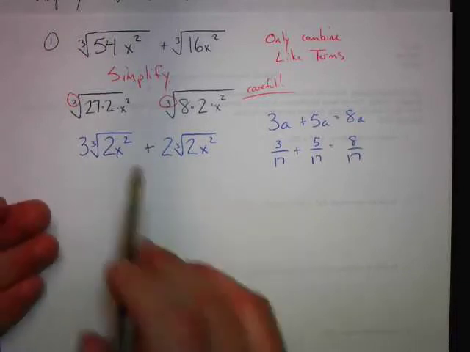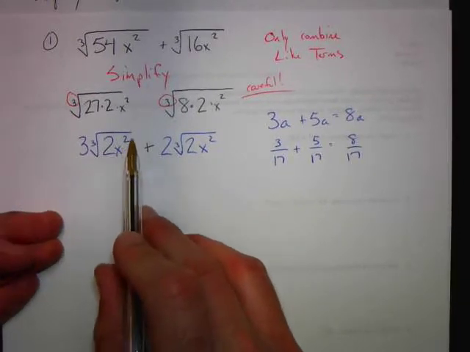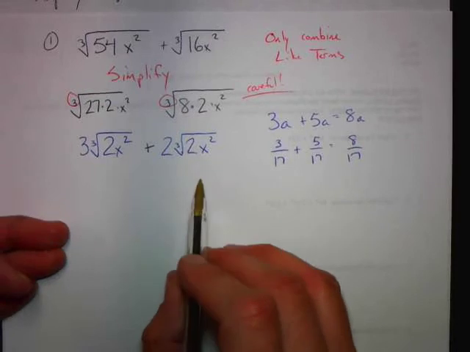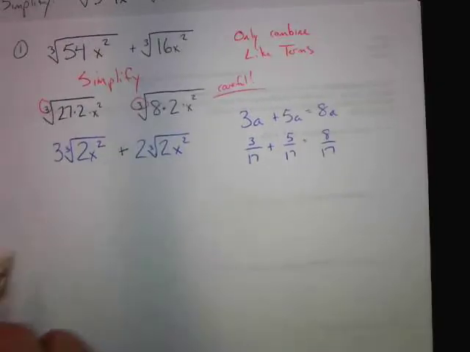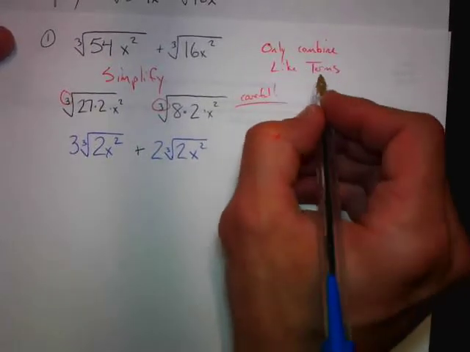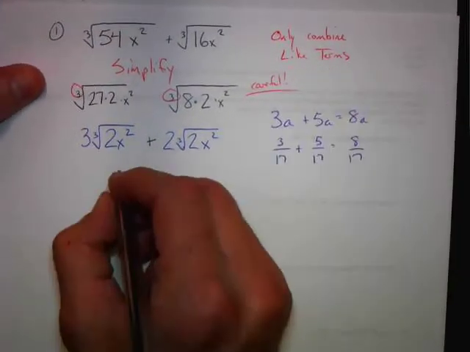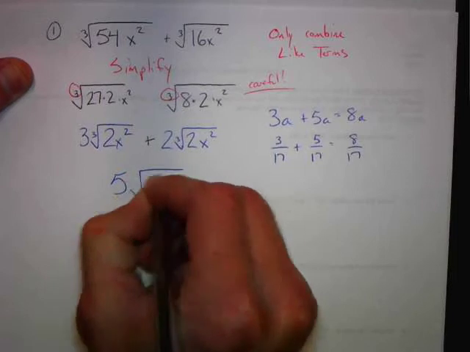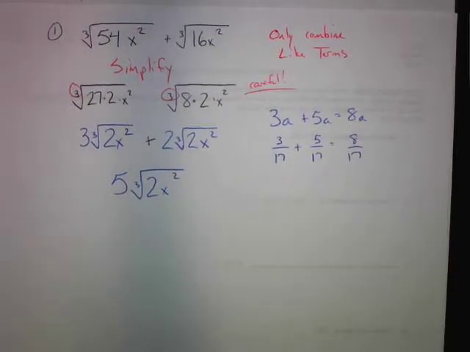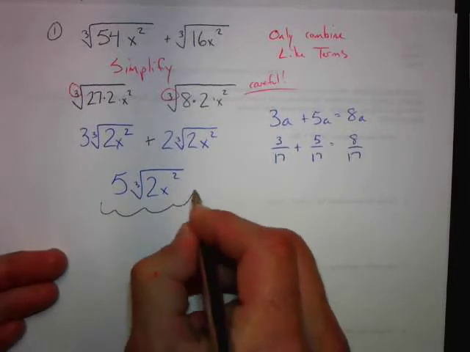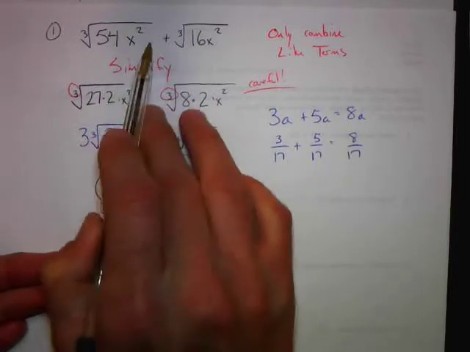If we have 3 cube roots of 2x squared plus 2 cube roots of 2x squared, how many cube roots of 2x squared do we have? We have 5 of them. So we can combine these. We can only combine like terms. These happen to be like, so we have successfully simplified the expression. Okay, that is the successfully simplified version of this expression.